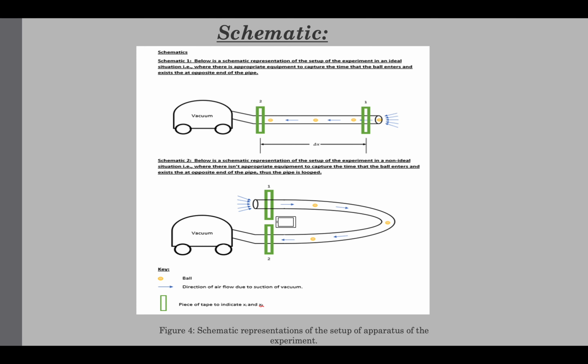Here is a schematic on how the experiment was conducted. At the top, we have the vacuum cleaner connected to a straight tube. The tube was needed to be bent in order to capture the ball going through the inlet and outlet of the tube in the same frame of the video footage.